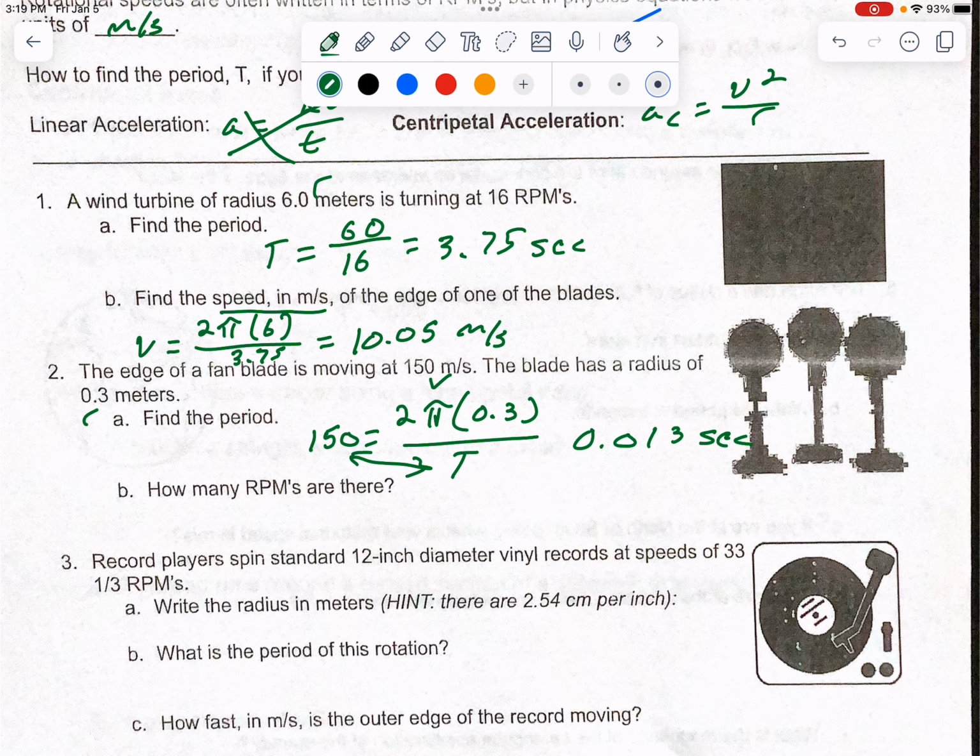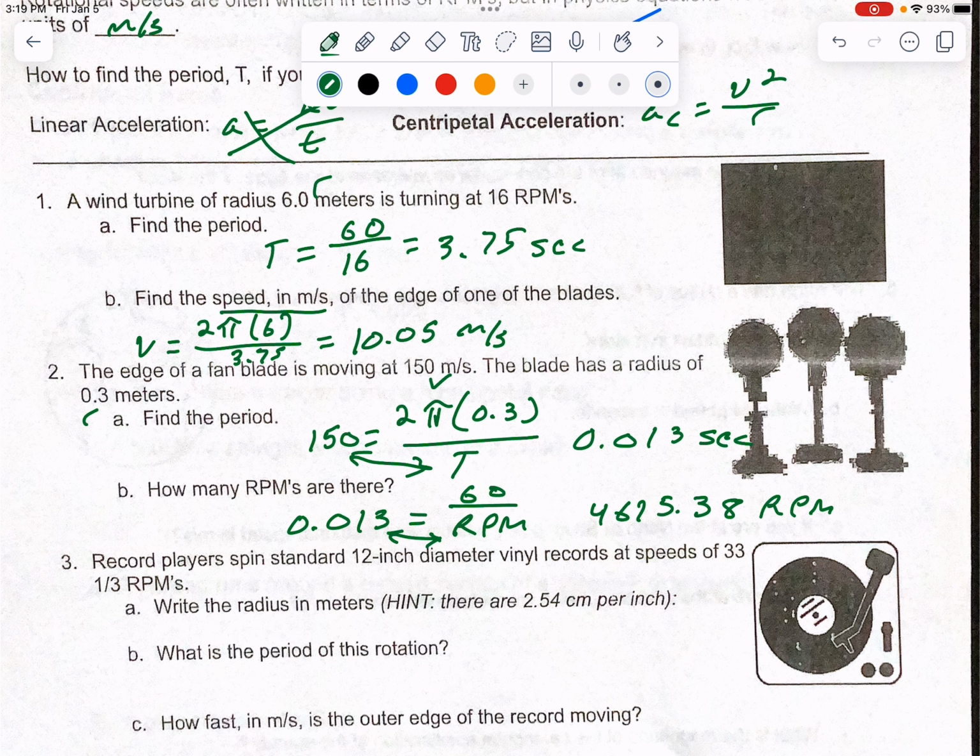Well, if I know T equals 60 over RPMs, I can take this 0.013 equals 60 over RPMs, and I can just switch these two. So 60 divided by that, and you're going to get 4,615.38 RPMs.